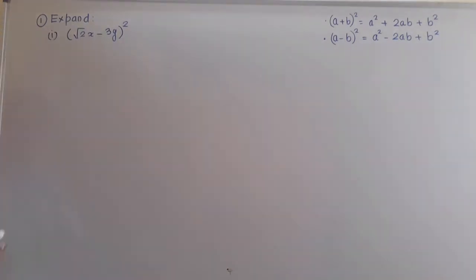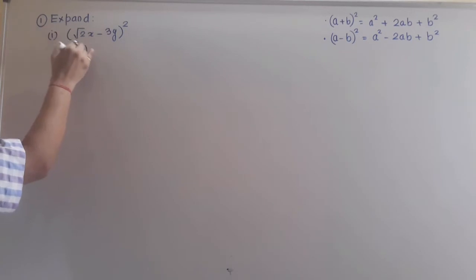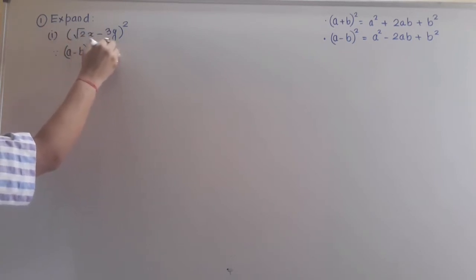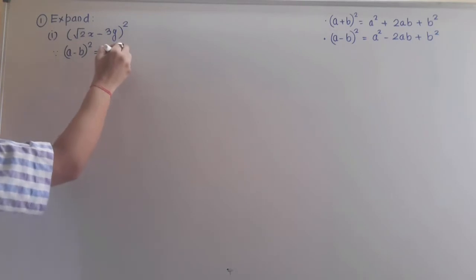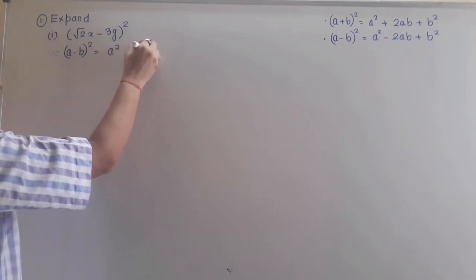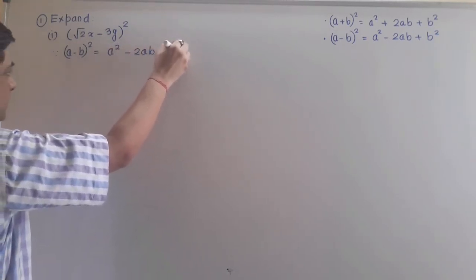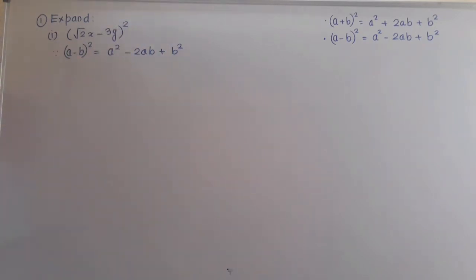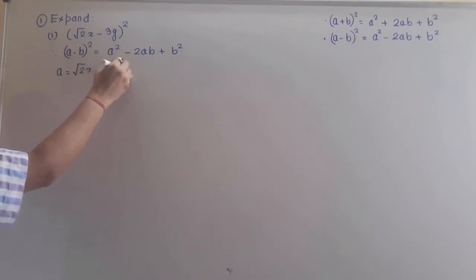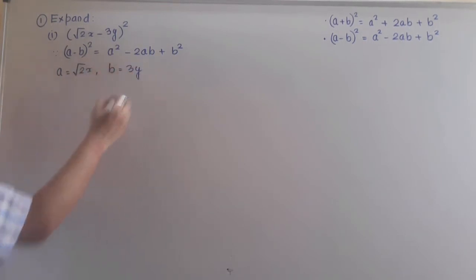Okay, so here first of all we shall apply the formula, since (a minus b) whole power 2 is equal to a square minus 2ab plus b square. Now compare bracket to bracket. This bracket you compare with this bracket. So in place of a, what do you get here? Under root of 2x. So I will write down here a is equal to under root of 2x, b is equal to 3y.